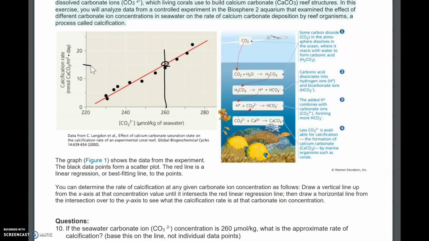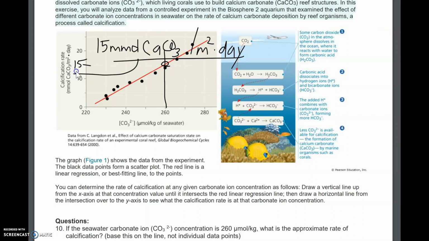So if I notice my scale on my y-axis, it should be 15, or approximately 15. You might estimate, maybe you estimate that it's slightly less, but we're going to go with 15. So, and your units here for number 10 would be 15 millimoles calcium carbonate per square meter per day. Because that's the full units. If this is a free response, remember you should always include your units in your answer. Okay, so that's number 10.